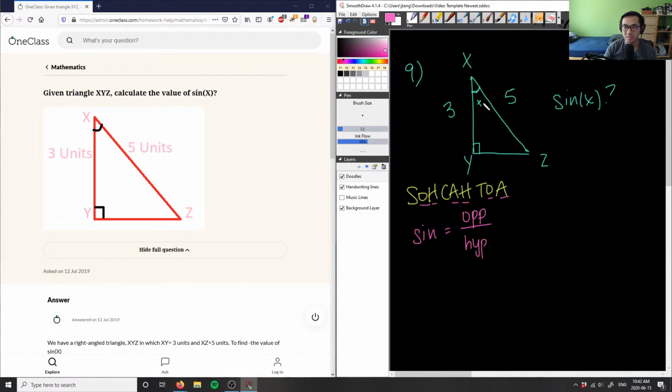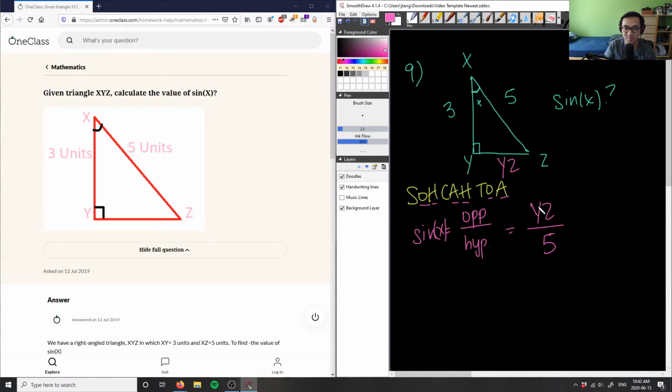And we want sine of x. So sine x is going to equal opposite over hypotenuse. Well, I'm not given the opposite side, right? This side is unknown. I'm going to say that yz is unknown. So this is going to be yz over the hypotenuse, which is given to us as 5. So we've now written an algebraic expression to solve for sine x.